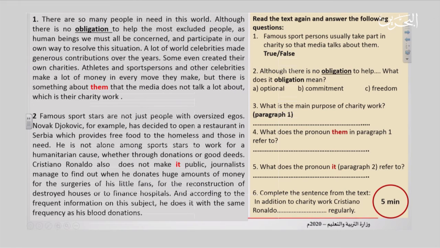Number four, what does the pronoun them in paragraph one refer to? So go to paragraph one and find out what does the pronoun them refer to. So who are we talking about? Number five, what does the pronoun it in paragraph two refer to? So go to paragraph two and try to find out what is it? Who are we talking about? And as for question six, complete the sentence from the text. In addition to charity work, Cristiano Ronaldo regularly. So what does he do regularly? For this activity, I will give you 5 minutes to answer it, and then we're going to discuss the model answer.